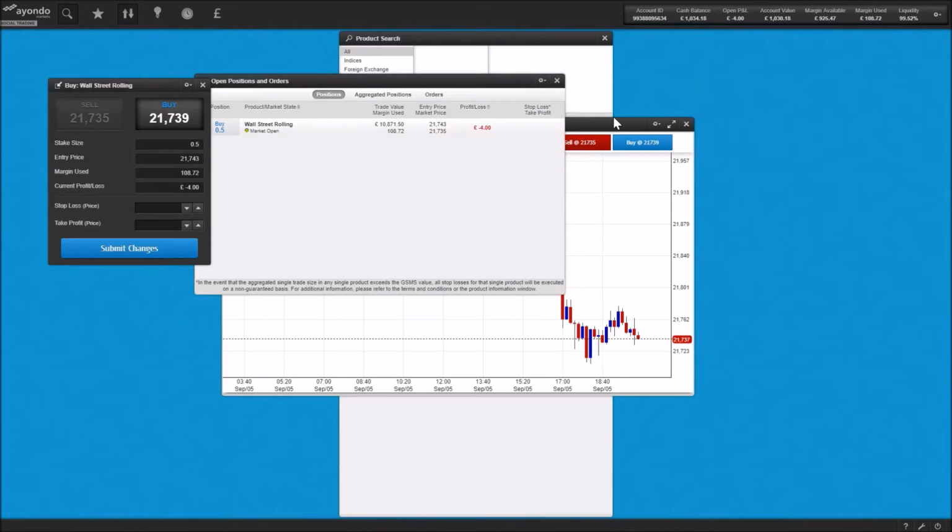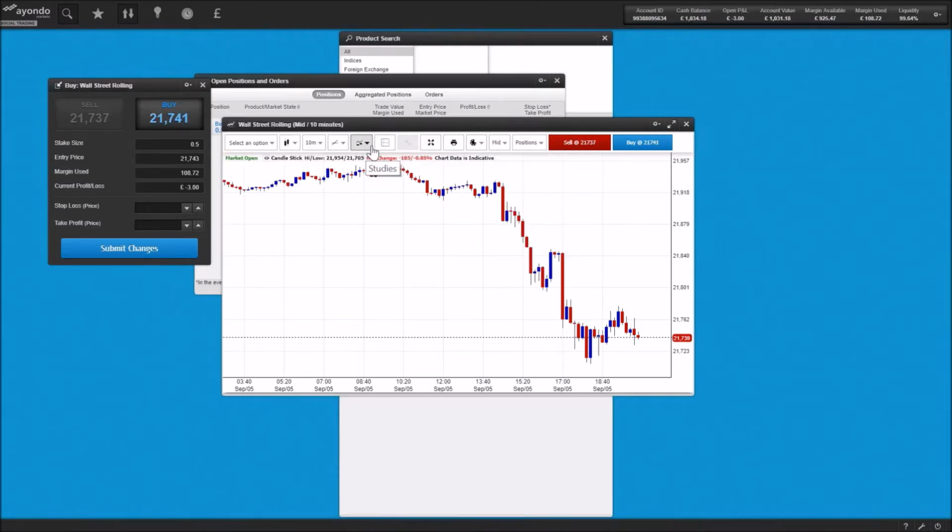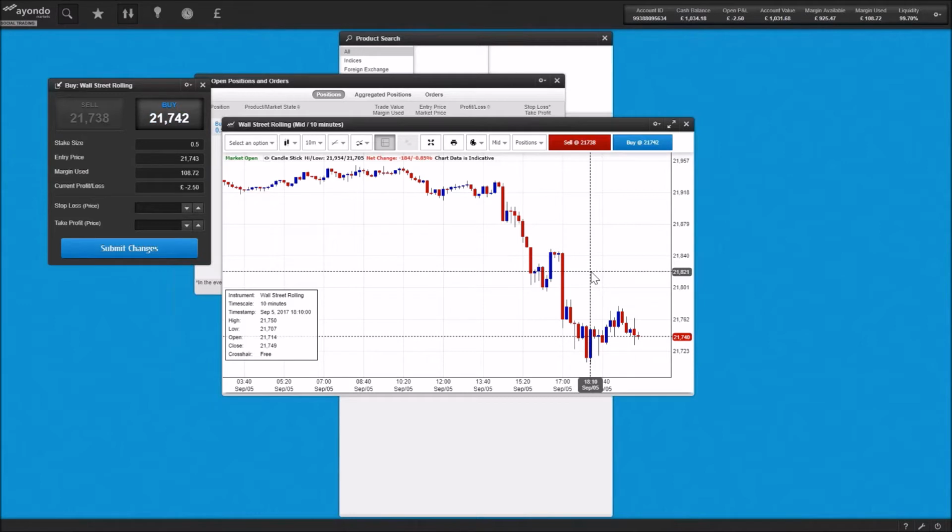So if I wanted to put a stop loss on here, let's try and do this at least remotely sensibly. Let me put a stop loss. What's the low of the day? The low of the day is 21,707.